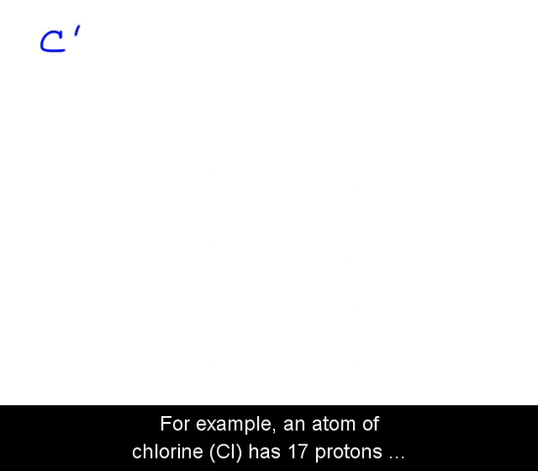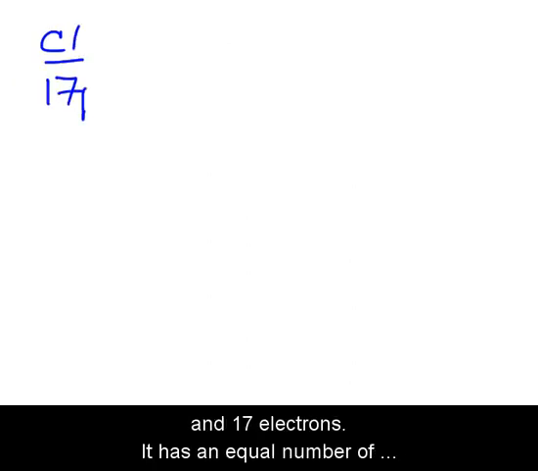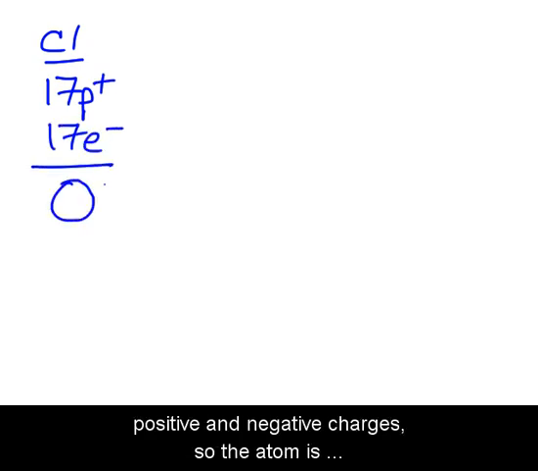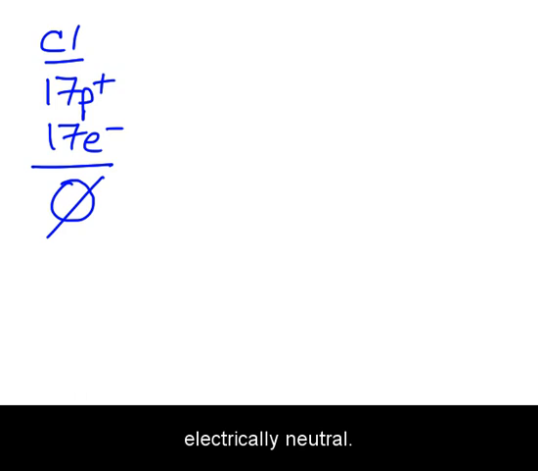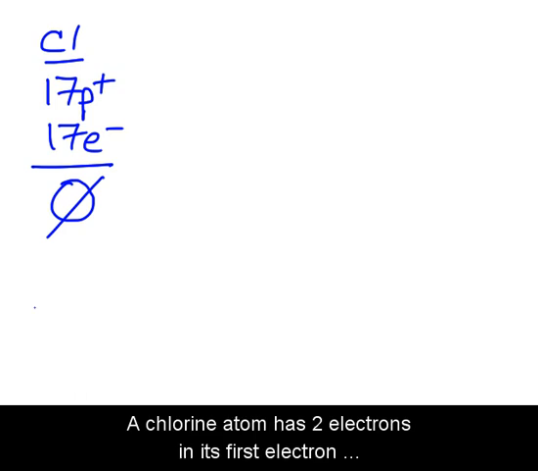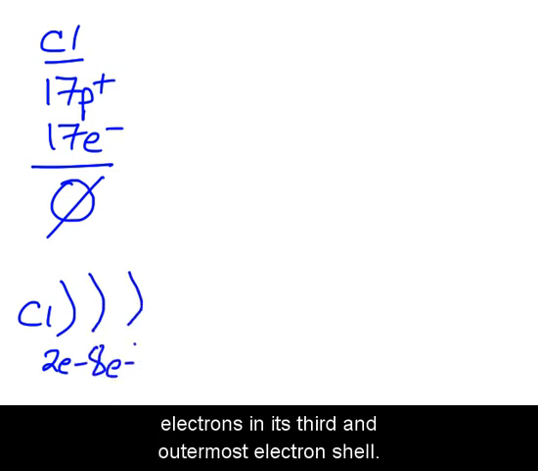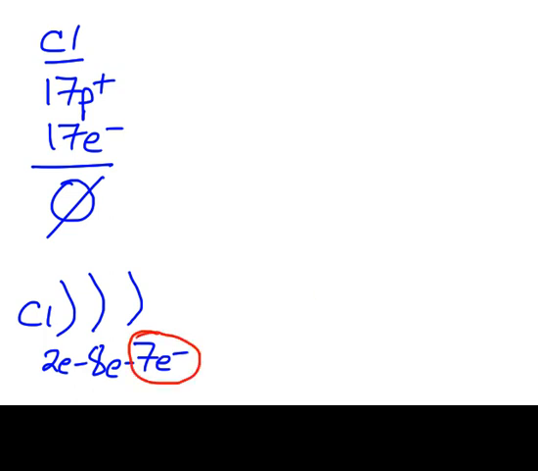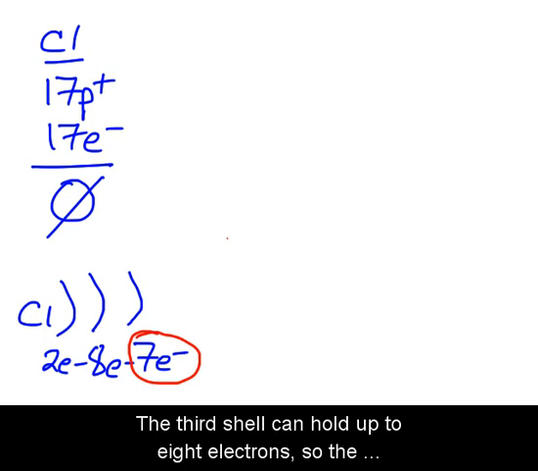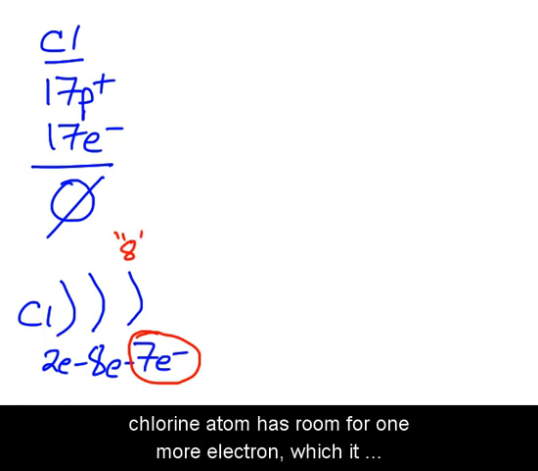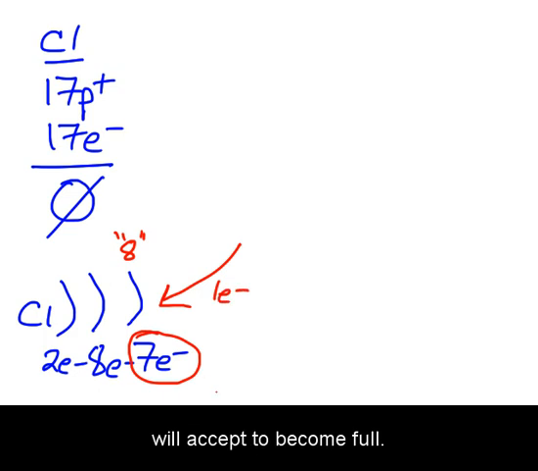For example, an atom of chlorine has 17 protons and 17 electrons. It has an equal number of positive and negative charges, so the atom is electrically neutral. A chlorine atom has 2 electrons in its first electron shell, 8 electrons in its second shell, and 7 electrons in its third and outermost electron shell. The third shell can hold up to 8 electrons. So the chlorine atom has room for one more electron, which it will accept to become full.